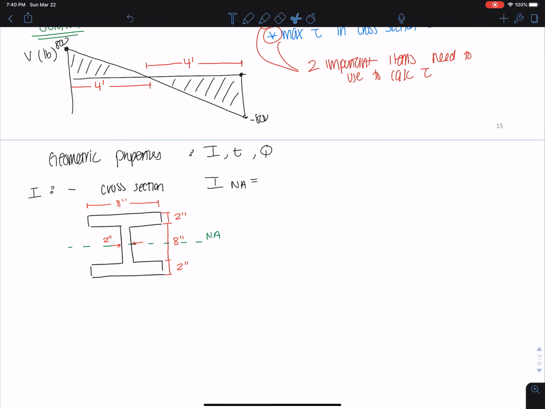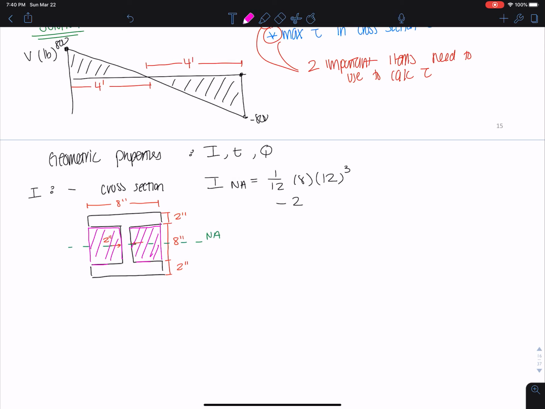Okay, there we go. So I is going to be 1 over 12, B, which is 8, H, which is 12, 8 plus 2 plus 2, cubed. That's for the entire thing, as if this was just one rectangle. But now I need to subtract the holes. I have 2 holes. Let me draw those in here. These are the holes that we're subtracting.